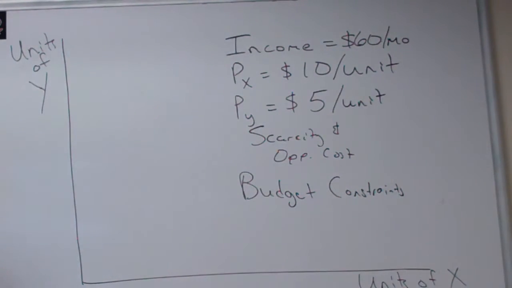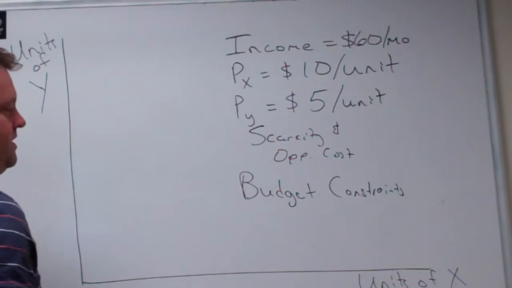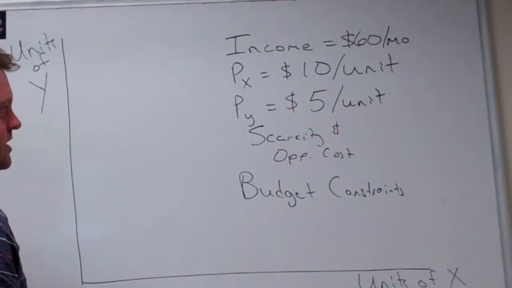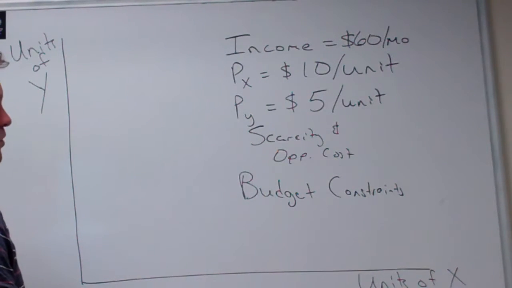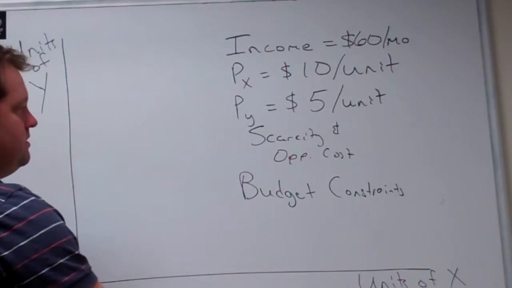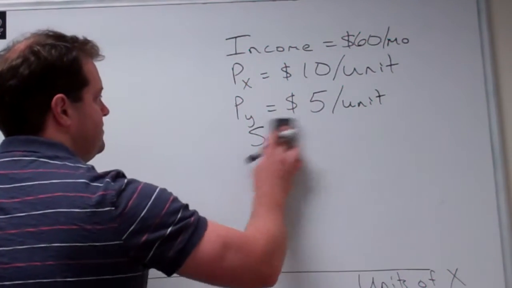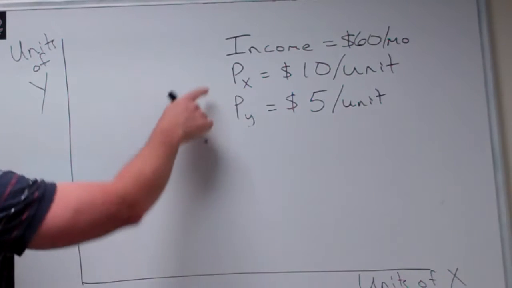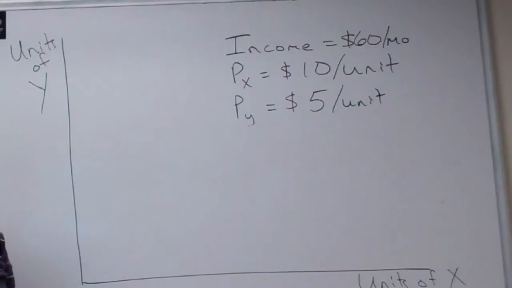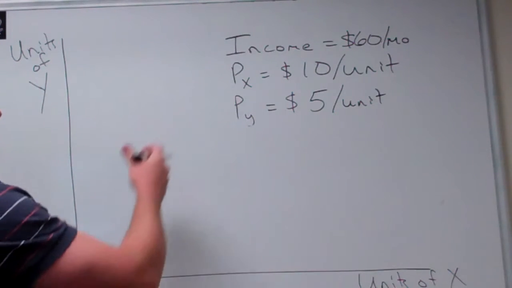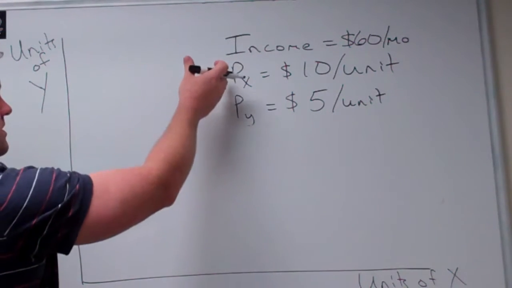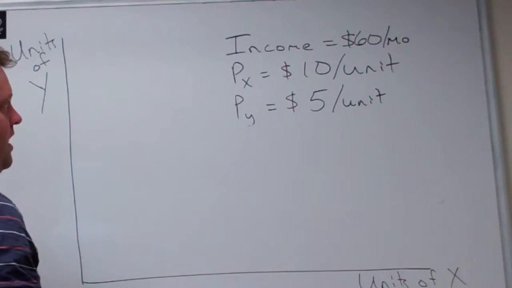And just like with PPFs, they model the scarcity the consumer faces, and we can also make some ideas about opportunity cost of a decision to consume either a unit of X or Y. So let's start here with this consumer who earns $60 a month in discretionary income. He can spend that on one of two goods. He can spend it on X or he can spend it on Y.